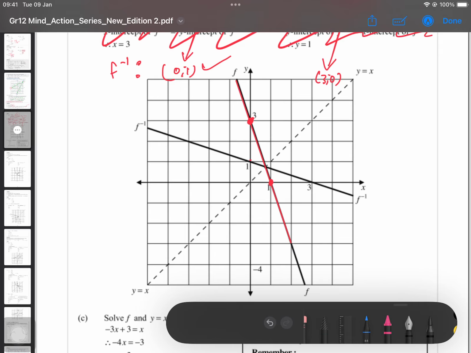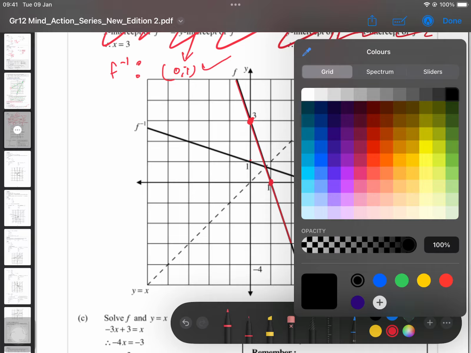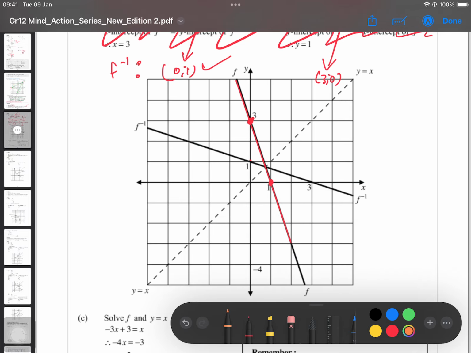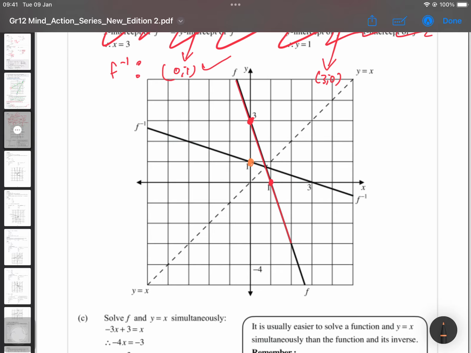The point will be, change the color. The point will be 0 is to 1. The point will be there. And then 3 is to 0. 3 is to 0 will be there. And you just join them.